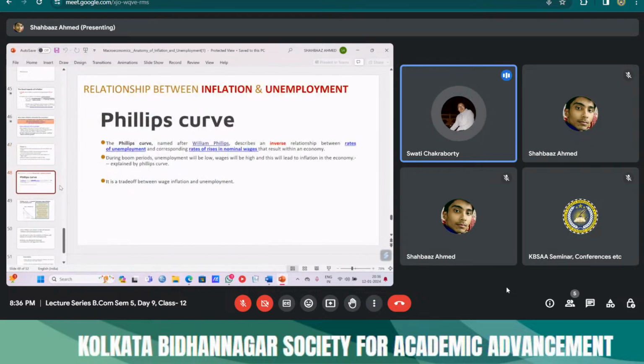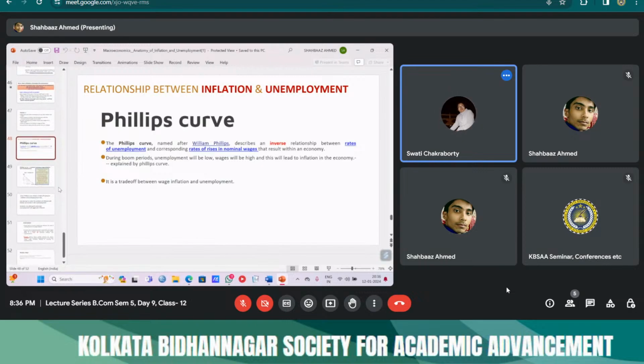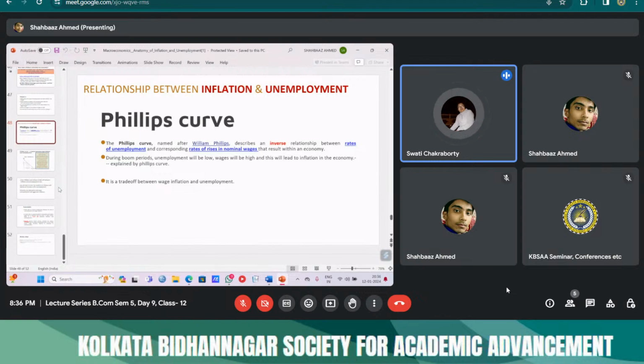The Phillips curve is named after William Phillips, the economist who came up with this concept, whereby he described an inverse relationship between the rate of unemployment and the corresponding rate of increase in nominal wages in an economy. During a boom period, unemployment will be low. Low unemployment means high wages. High wages mean inflation will increase. So low unemployment means high inflation. It's a trade-off between wage inflation and unemployment. Can we go to the next slide, please?